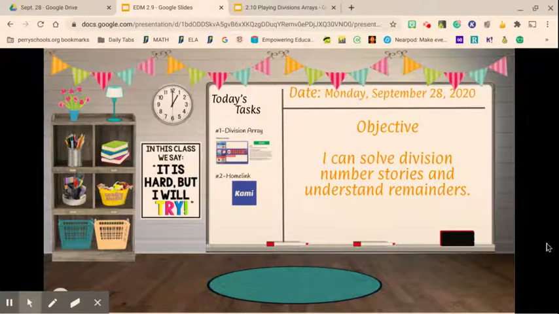So for today, we are going to be looking at solving division number stories. So our objective is I can solve division number stories and understand remainders. Your assignments for today are going to be to play division array on the Everyday Math website, and then you have a home link that you will complete on Kami.